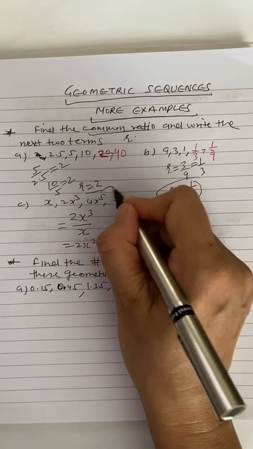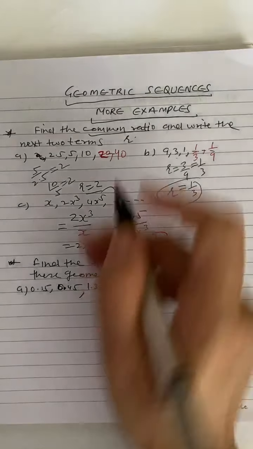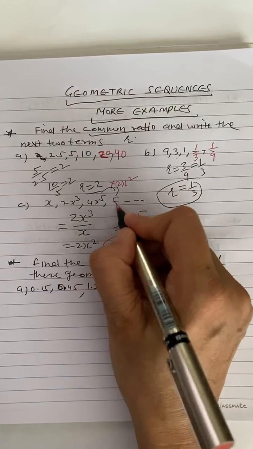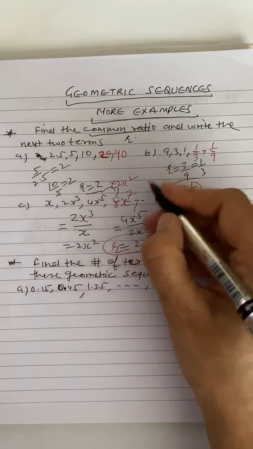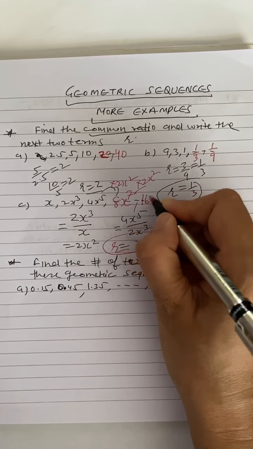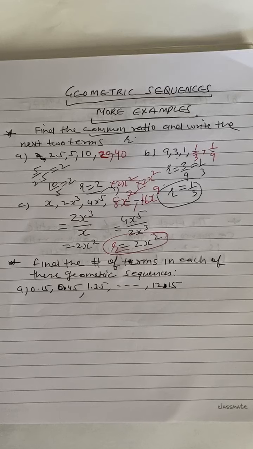Now you multiply to find the next two terms. You multiply this by 2x squared, which is equal to 4 times 2 is 8, x to the power of 7. And then you do the same thing again. Multiply this by 2x squared. So this is 16, x to the power of 9.